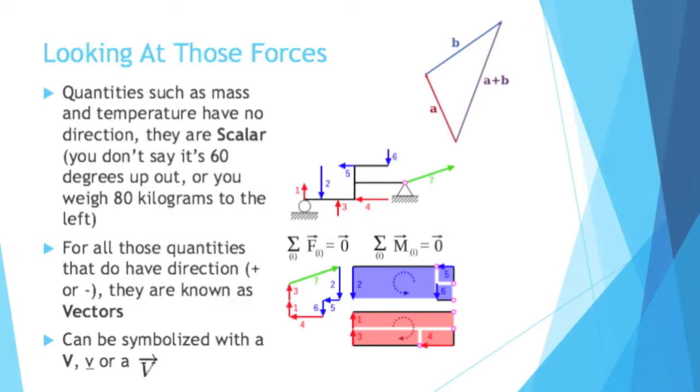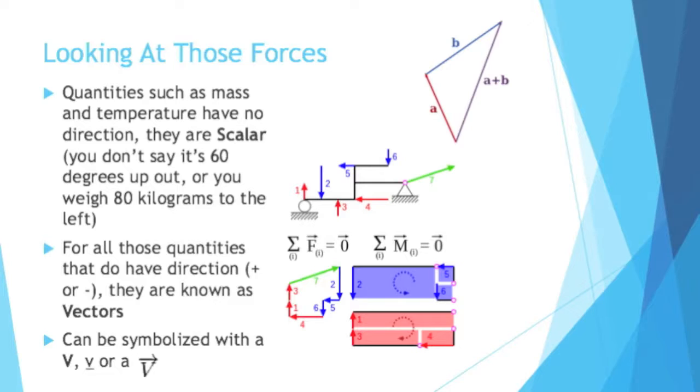So when it comes down to analyzing forces, there's a few ways to look at it. Forces, first of all, are vector quantities. So you have things such as mass and temperature that have no direction. They are scalar quantities. You wouldn't say it's 60 degrees up outside, or that you weigh 80 kilograms to the left. That doesn't make any sense. So quantities like that are scalar in nature. They don't have direction. But for those quantities that do have direction, they are known as vectors. They can be positive, negative, up, down, left, right. Opposites cancel out, and that ties into how force can be zero.